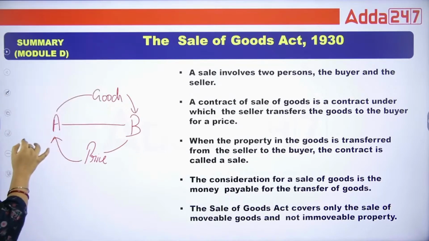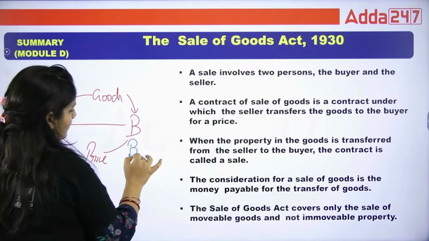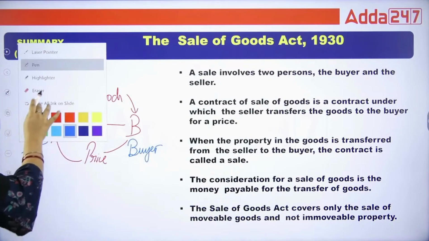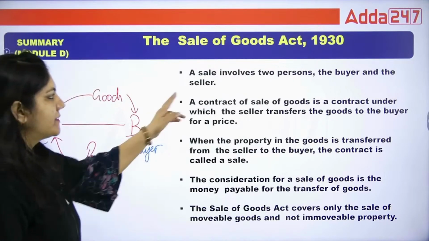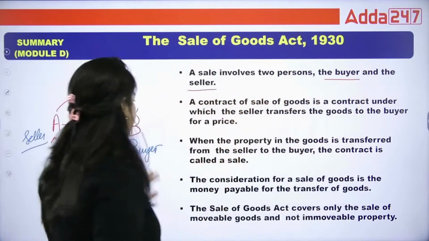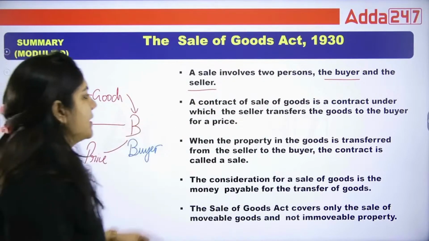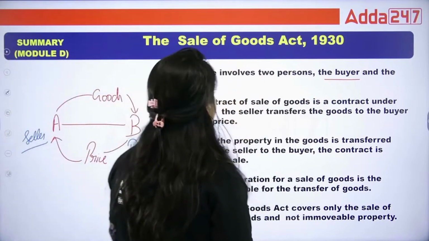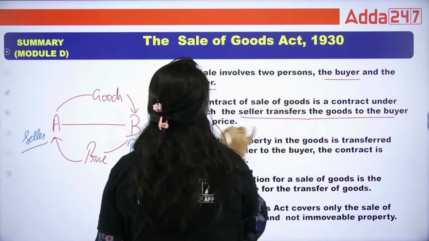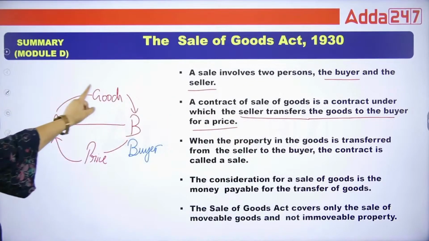A person is called seller and B person is called what? Buyer, right class? So now see what is written here. Sale involves two persons, that is buyer and seller. We know who is buyer, who is seller. Then a contract of sale of goods is a contract under which seller transfers the goods to the buyer for a price. See, seller transfers the goods to the buyer for a price.